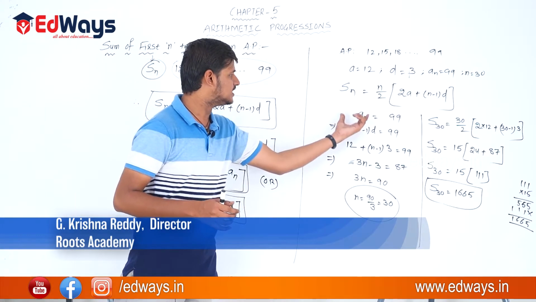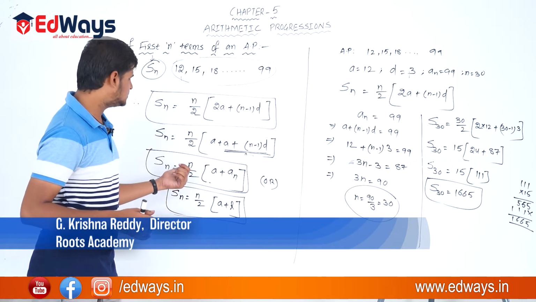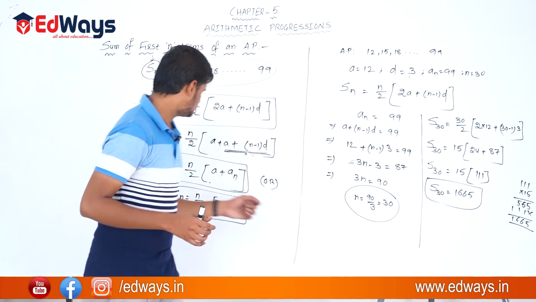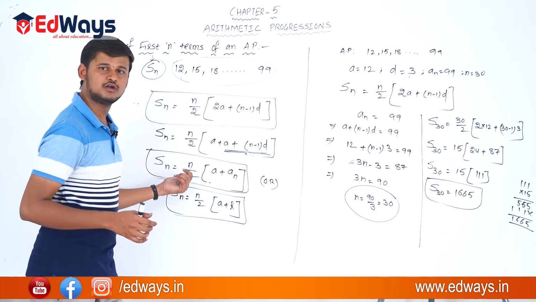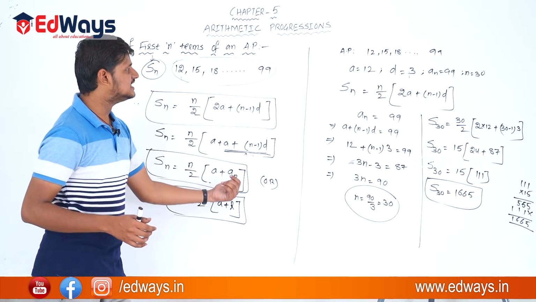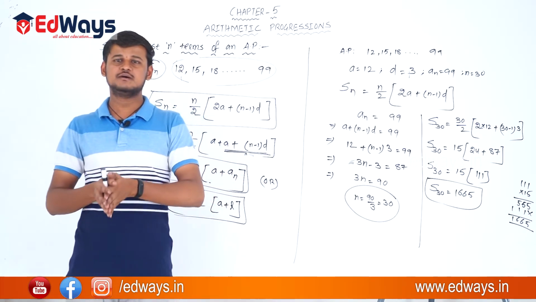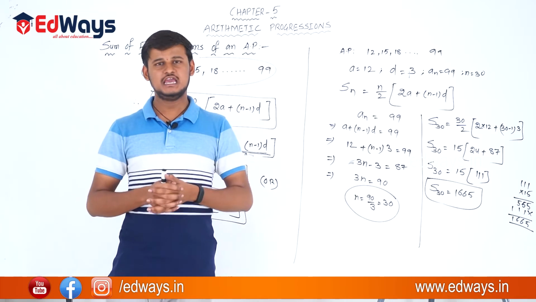Otherwise you can use this formula also here. You know what an is now. An you know, a you know. Right? So you just have to find n from there. So if you know n, you can just write this formula also. N by 2, 30 by 2 of a is 12 plus an is 99. You can use any of the formulas to find the sum of the first n terms of an AP.